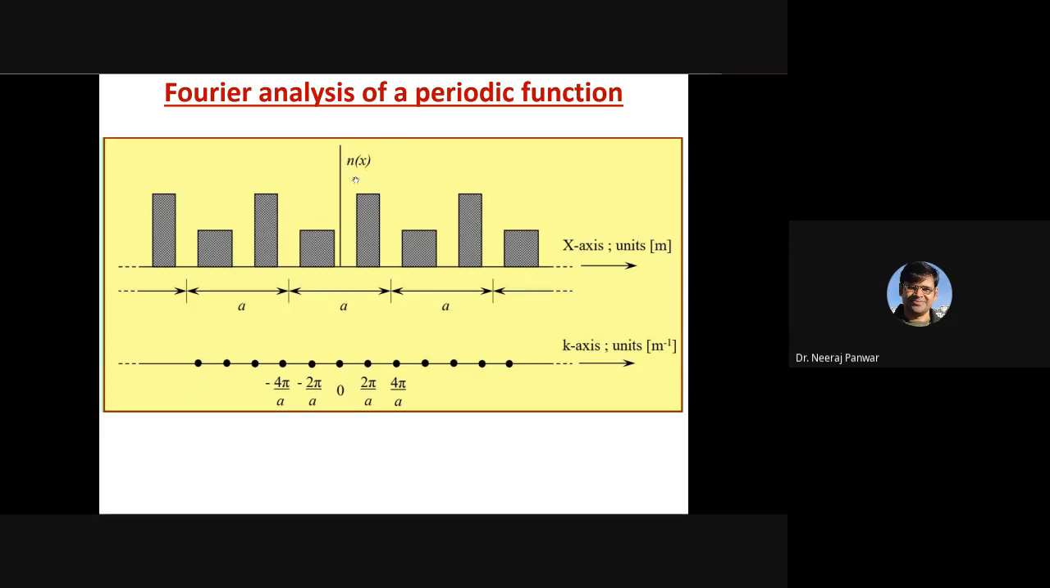So this is number density. This is the electron number density. This is how it is varying, some function. Again, it is taken from Kittel.